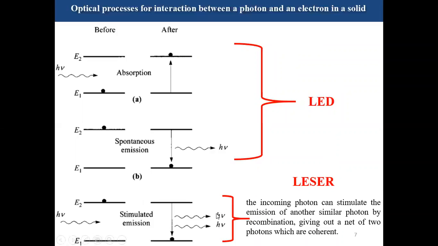So for lasers, we use this stimulated mechanism. And we create this with the help of the incoming photon that stimulates the emission of another similar photon by recombination, giving out a net of 2 photons which are coherent.